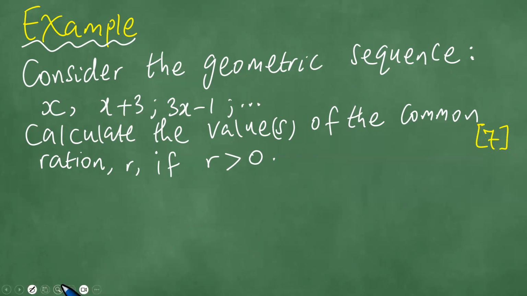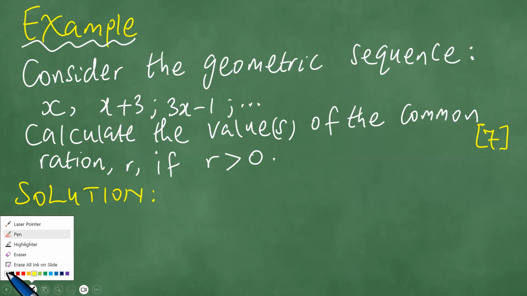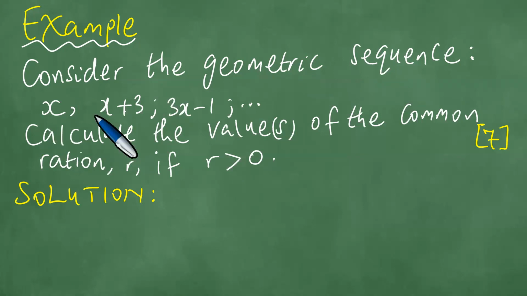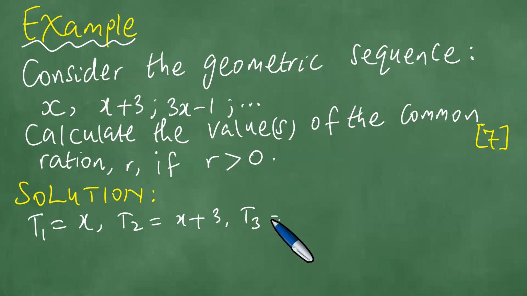Let us solve this question. We prepare a solution to this one. How do we prepare a solution to this? We are asking the question, consider the geometric sequence x, x plus 3, then 3x minus 1. Calculate the values of the common ratio. To find the common ratio, we need to note that T1 is x, T2 is x plus 3, T3 is 3x minus 1, and so on.